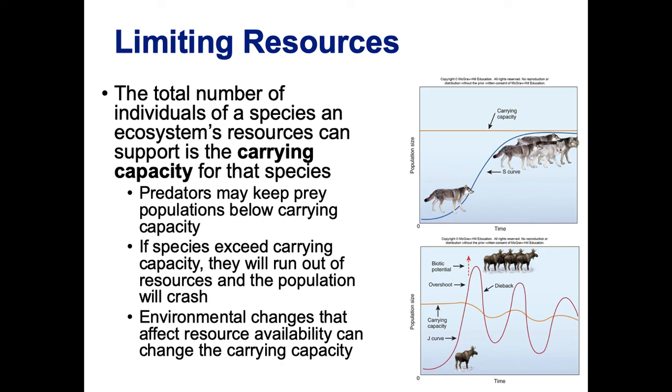Environmental changes can also affect resource availability. So for the moose, they're eating plants if that's their limiting resource. In wetter years, there might be more plants and the carrying capacity might go up a little bit. And in drought years, the amount of plants might decrease and the carrying capacity may go down. So it's not always a fixed number. It might change with different environmental conditions.